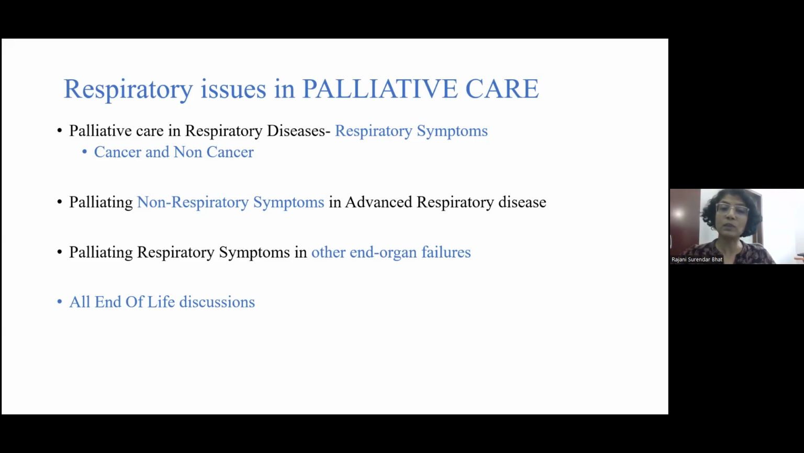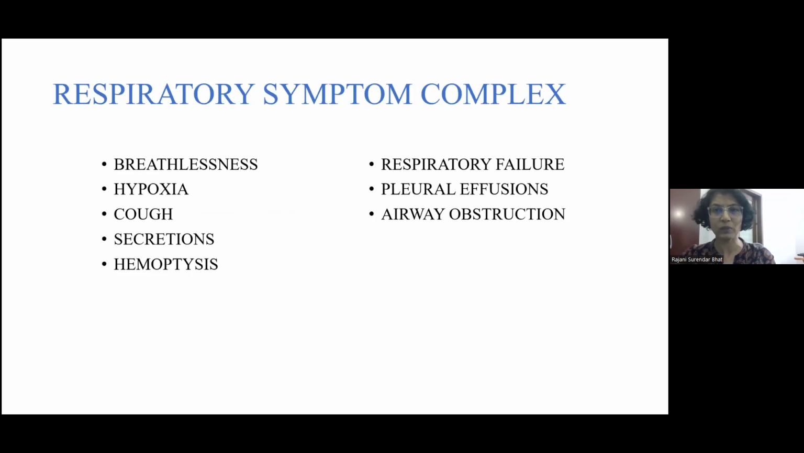And respiratory symptoms are there in all end organ failures. If you look at chronic kidney disease, these patients have breathlessness. End-stage heart failure, these patients have breathlessness. End-stage liver failure, these patients have breathlessness. End-stage neurological disease, Parkinson's, multiple system atrophy, multiple sclerosis, post-stroke patients, traumatic brain injuries with aspiration, all of these would have respiratory symptoms as well. And all end-of-life discussions will involve management of respiratory symptoms.